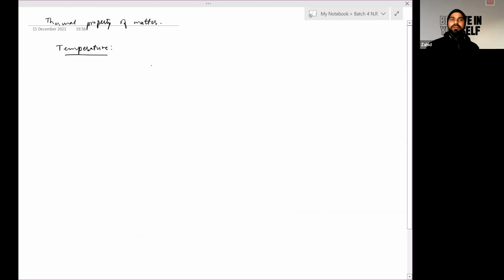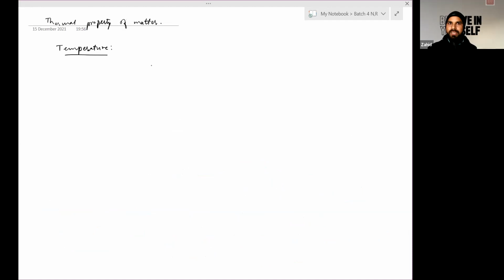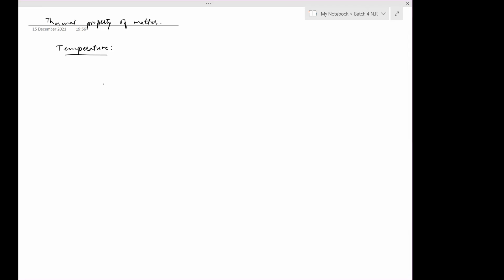So what do you mean by temperature, Gautam? A measure of average kinetic energy of the particles in a system. Kinetic energy of particles in a system. Okay. This is mainly a microscopic concept of temperature, which you will learn in the chapter kinetic theory of gas. But at the macroscopic level, how can you define temperature? The degree of hotness or coldness of an object.